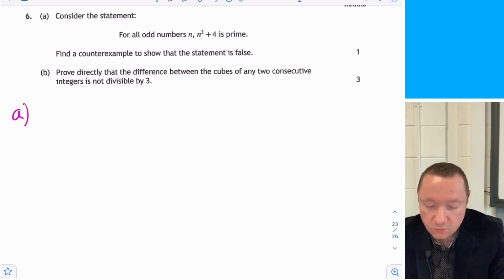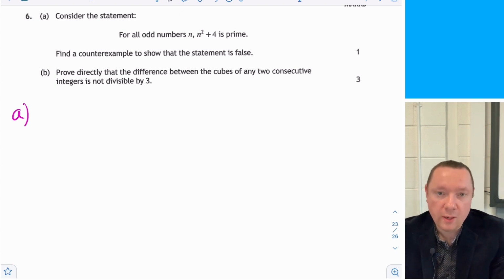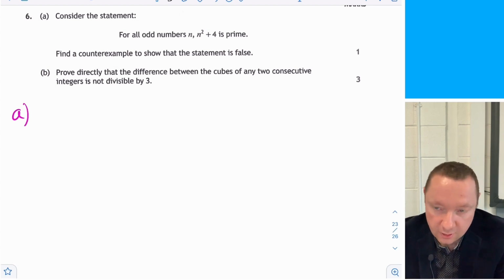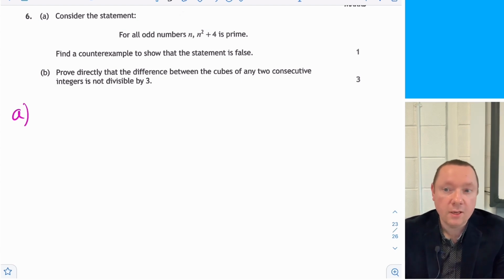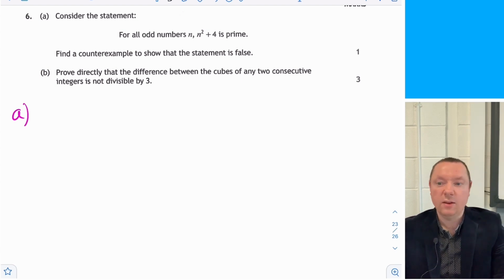1 squared plus 4 is 5. 3 squared is 9, plus 4 is 13. 5 squared is 25, plus 4 is 29. 7 squared is 49, plus 4 is 53. 9 squared is 81, plus 4 is 85. Oh, that's in the 5 times table, so it's not prime, so let's just write that out.